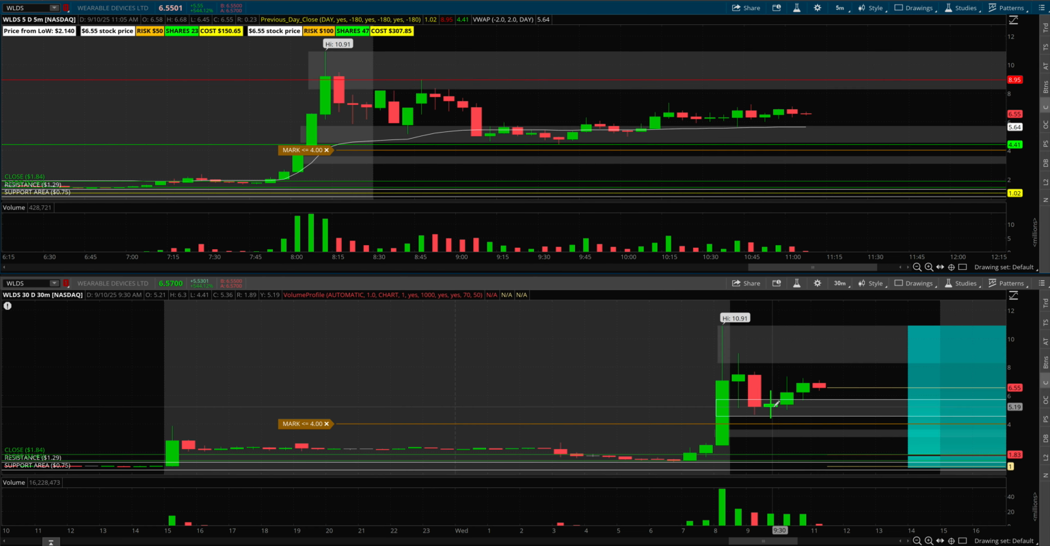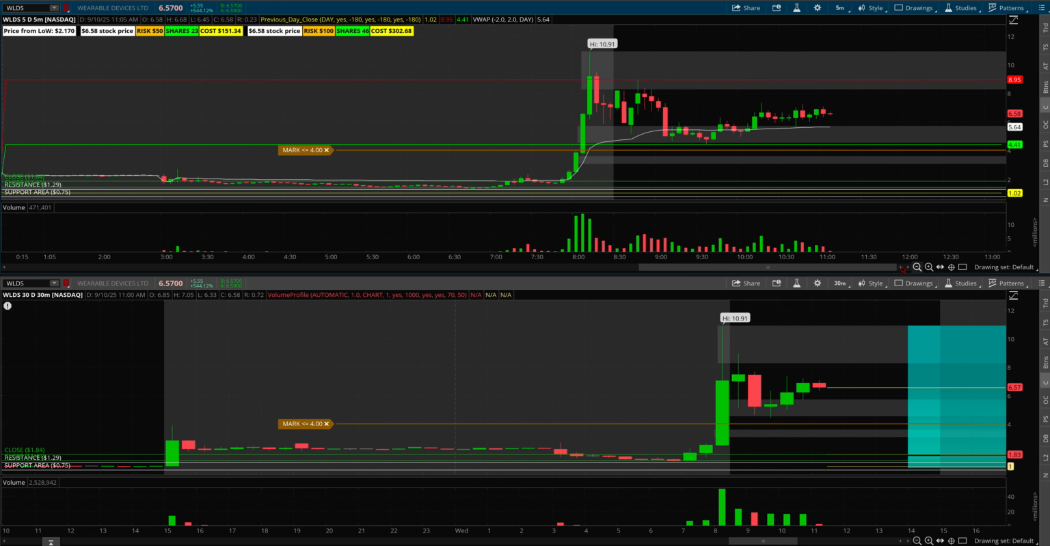There's that low, there's that low, and then you can clearly see a higher low here, so start buying in here, right? 5.30. And then you're risking that low. If this goes, great trade. If it doesn't, you stop out and move on to the next one.